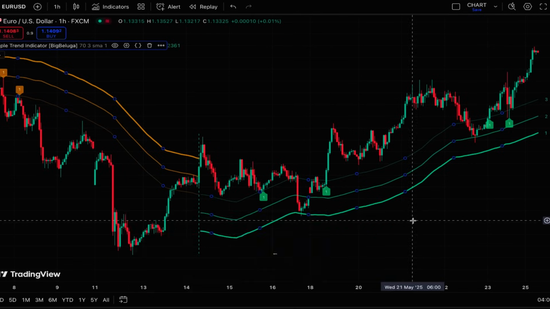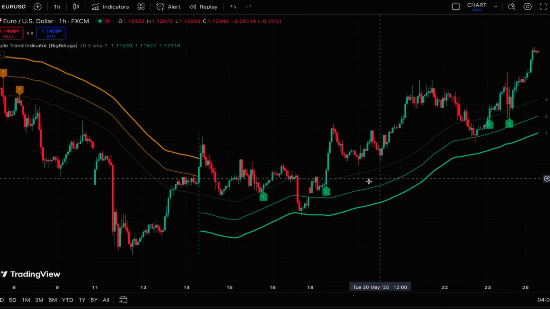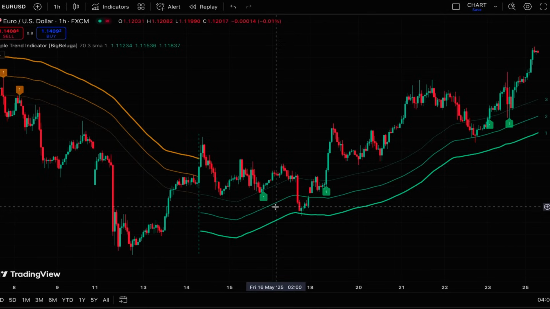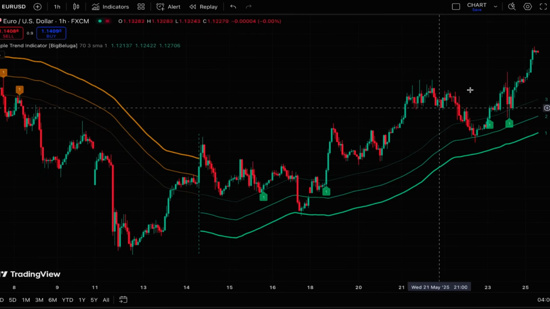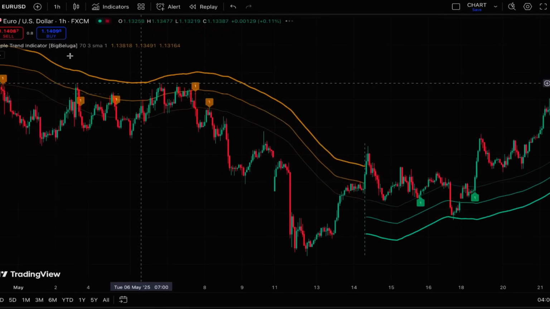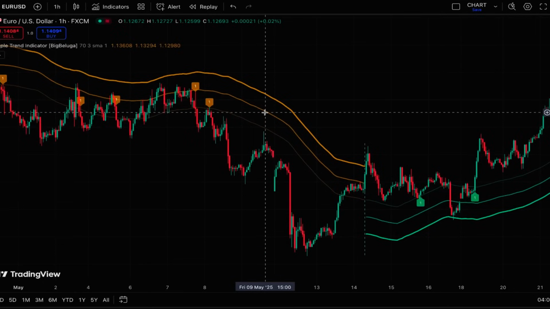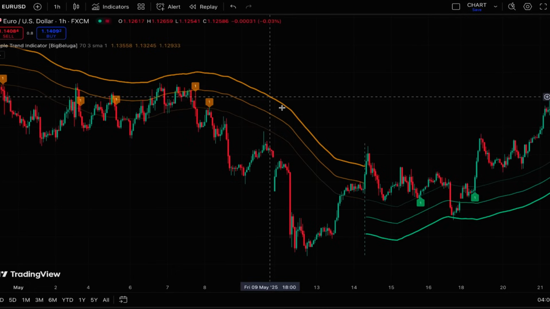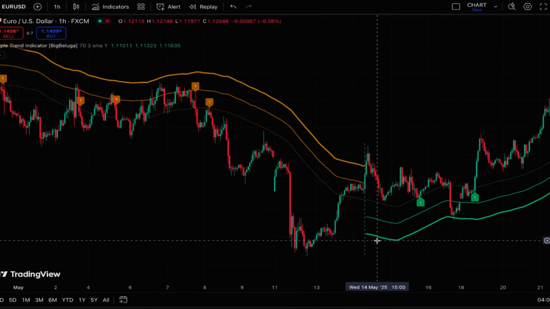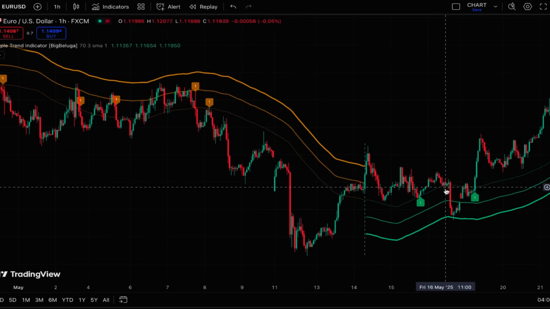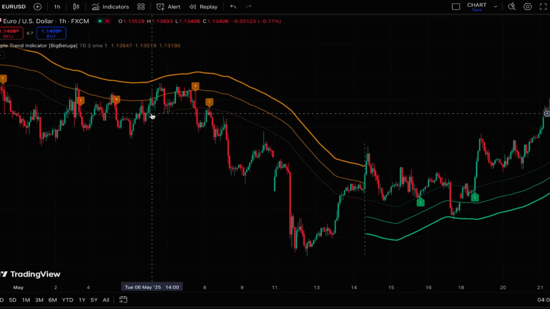For trend identification, you just need to check the position of the bands. If the bands are below the price, the market is in an uptrend, and if the bands are above the price, the market is in a downtrend. Especially paying attention to the third band, the thicker one, because we can occasionally have the price passing the first or second band during the pullbacks.